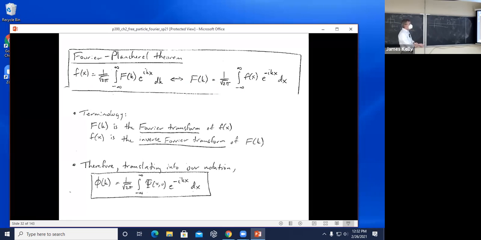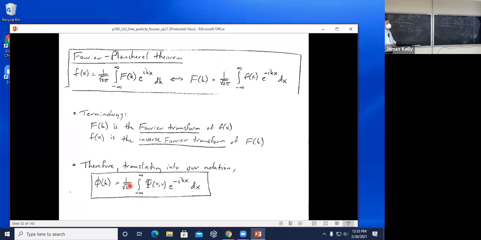Okay, so translating into our notation, this is saying define that phi of k. Here's the formula. Just like before for the CNs, you take psi of x and 0 and multiply it by the complex conjugate of the definite energy state. And by convention, we put this 1 over root 2 pi out in front.